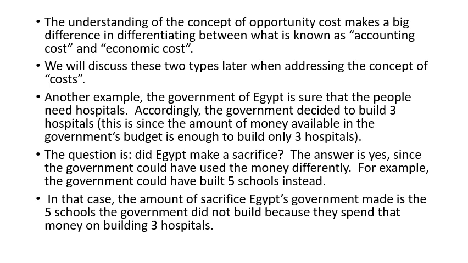Another example for opportunity cost, the government of Egypt is sure that people need hospitals. Accordingly, the government decided to build 3 hospitals. This is since the amount of money available in the government's budget is enough to build only 3 hospitals.